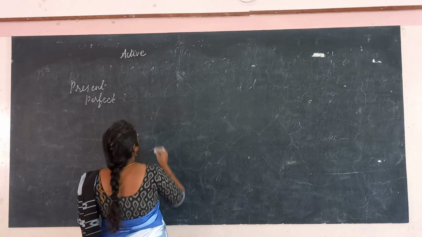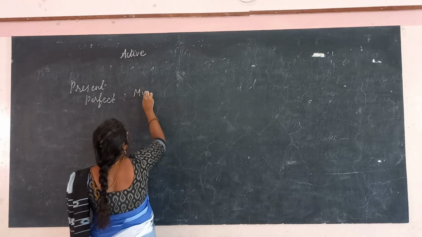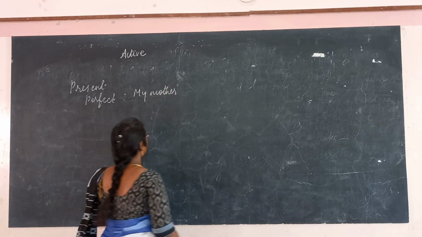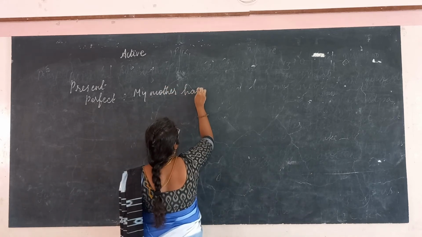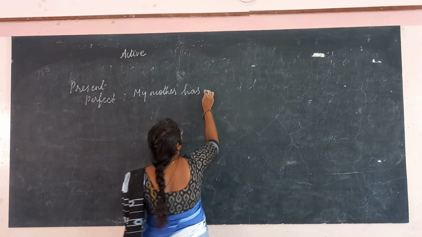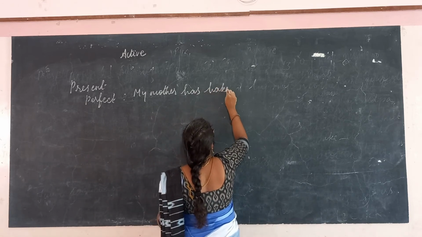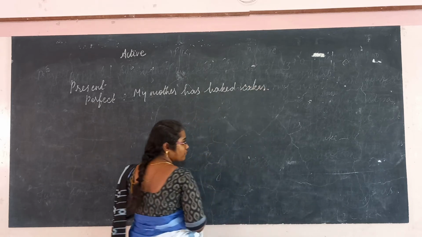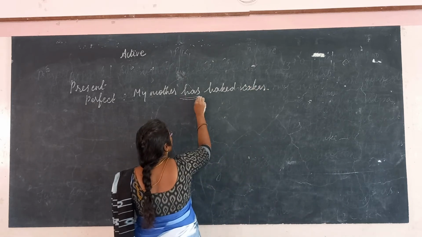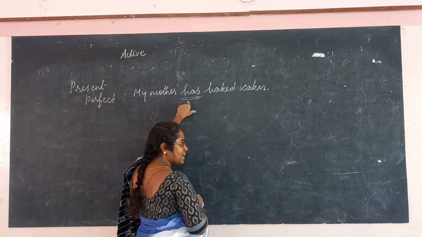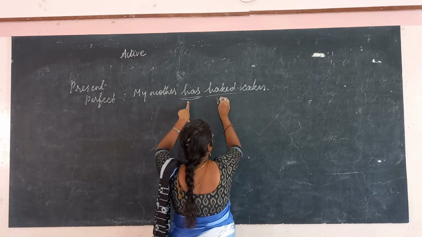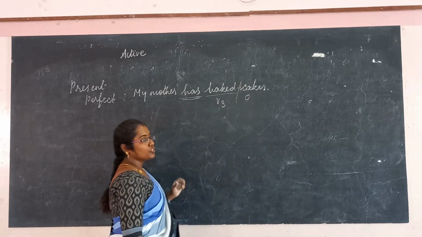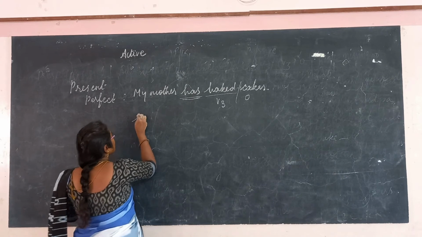So in active voice, my mother is third person singular, so you have to use the word has. Okay, has baked cakes. Look at the structure. This is the perfect tense, present perfect. So for the present I have used the word has. So in perfect we have to use the V3. Okay, and this is the object. So now the answer is cakes.